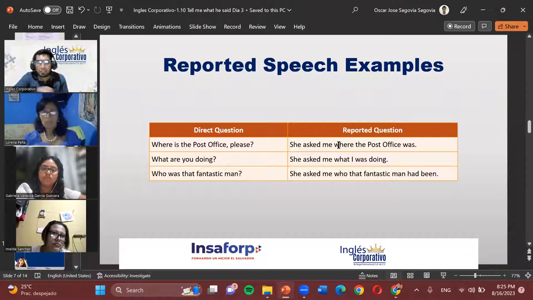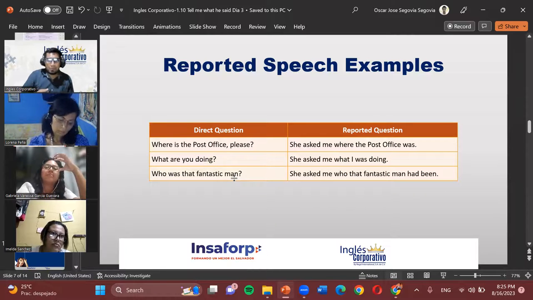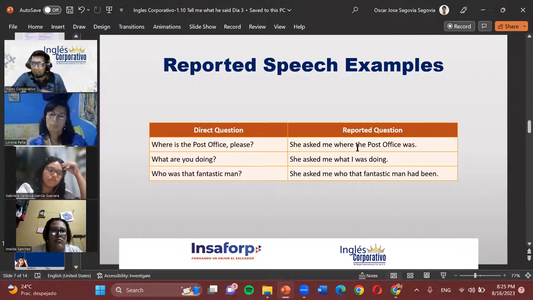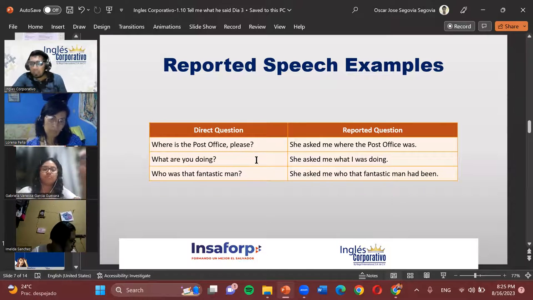But now, with questions, once again, we come with double H questions. Questions are not going to stay the same. When we are using reported speech in terms of questions, they are not going to be the same. They're going to change into a statement. And how does it change? Well, it's very simple. It's not really that complicated.